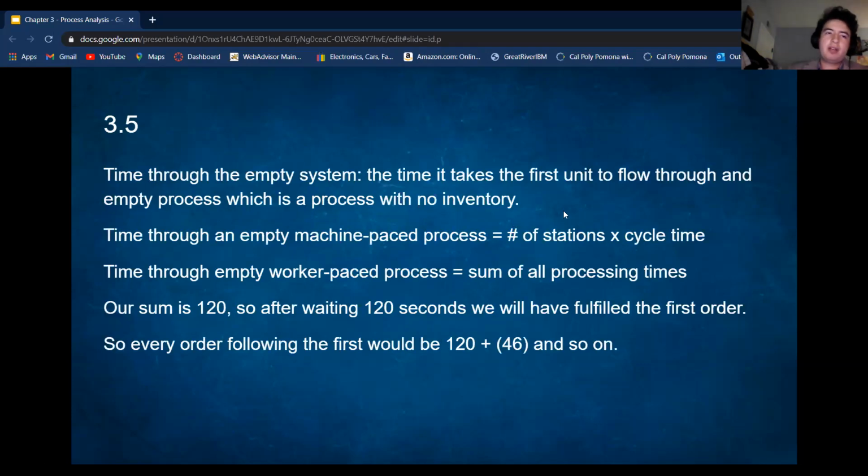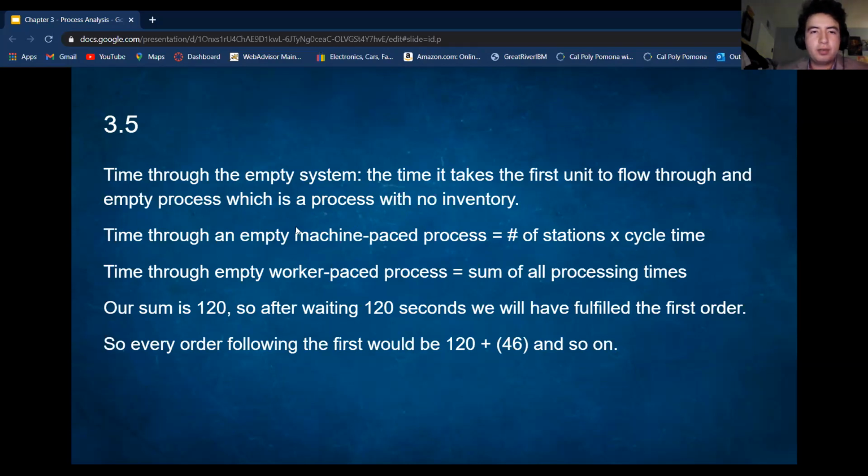And then so basically we have to figure out the time through the empty system, which is, like I said, the time it takes the first unit to flow through the empty process, which is the process with no inventory. And the reason there is no inventory in this case is because say worker number one just cuts the bread and adds the spread. Worker number one can have 3, 4, 5 sandwiches ready before number two is done adding all the meats and the cheese, because that might take longer. So there's an inventory stacked up there, but during the first run through, there's no inventory. So that is what this is referring to.